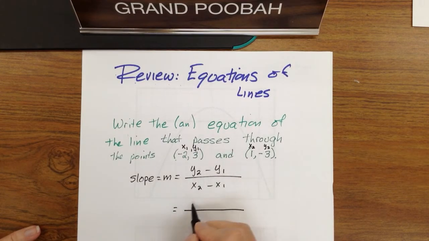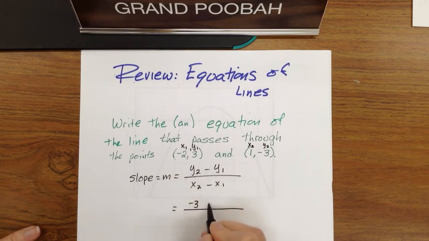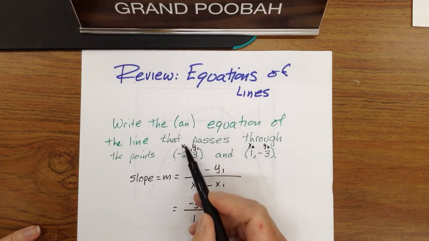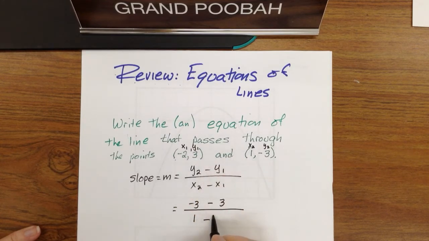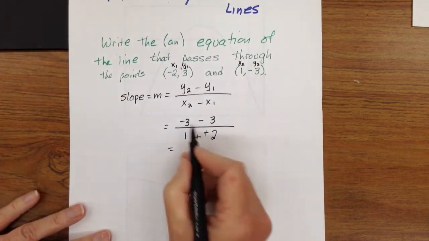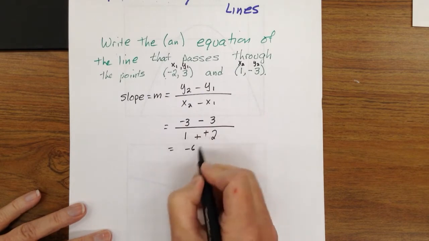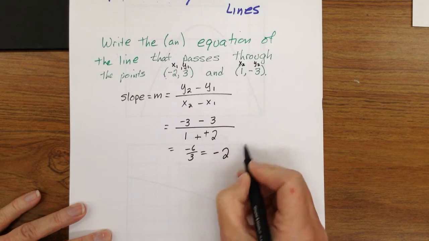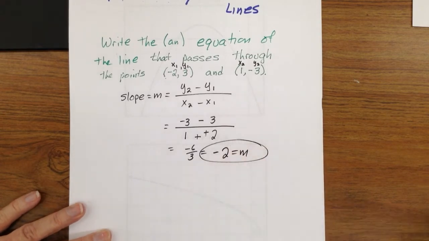y2 is -3. Formula has a minus. y1 is 3. x2 is 1. Formula has a minus. x1 is negative 2. Yes, it's minus, negative, and of course those become a positive. We math this out, and sure enough, we get -6 over 3, which reduces to -2. This is the slope of our line.